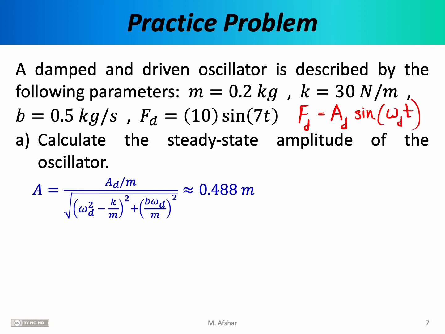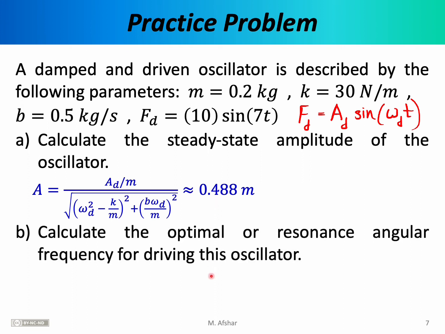So comparing this standard form to the equation that's given to us, we can see that A sub d must be equal to 10 and omega sub d must be equal to 7. That gives us numbers for this A sub d and this omega sub d. Plugging all of that in, you should get 0.488 meters.